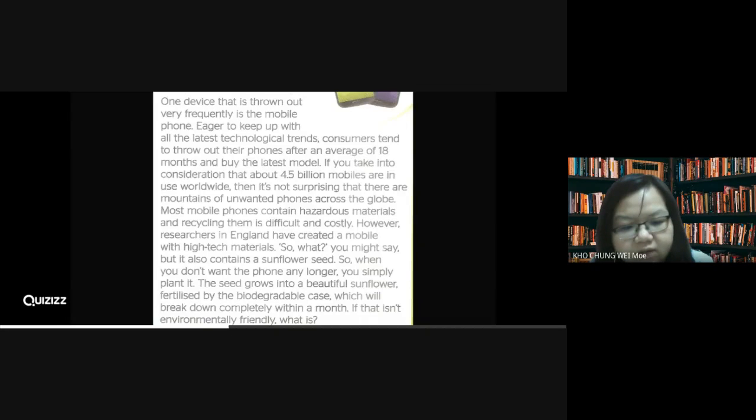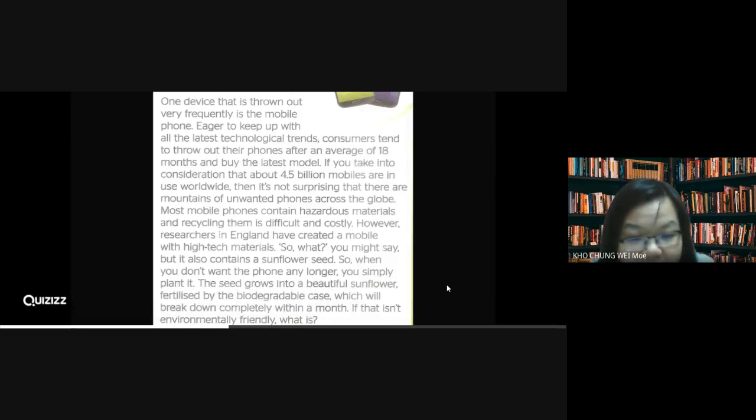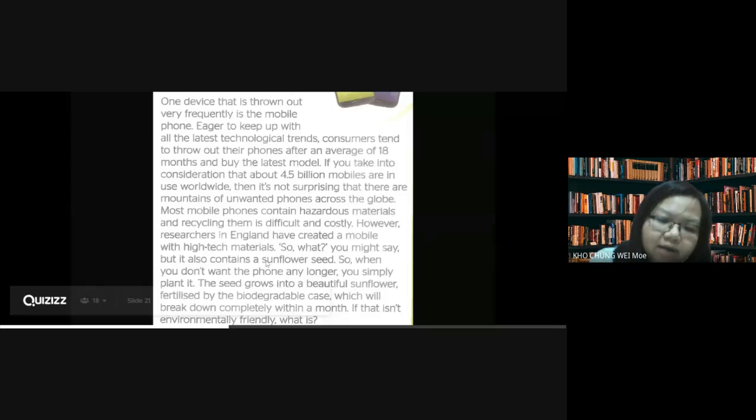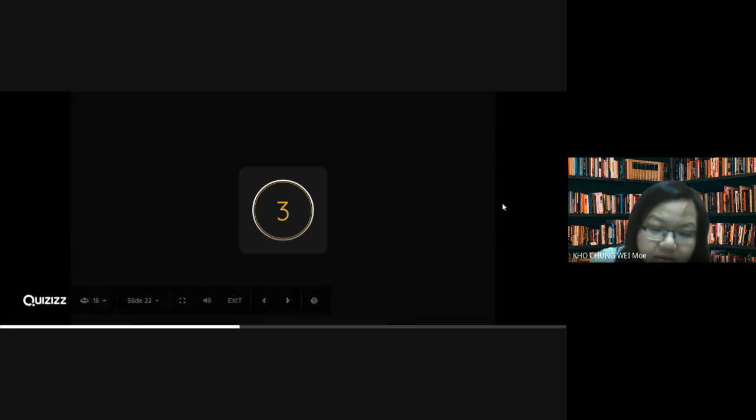If you have seen the word biodegradable, I can't find it because of this. If you can find the word biodegradable in this line here, in the third last line, then you will be able to find the answer. Ready? Here it goes. First question.